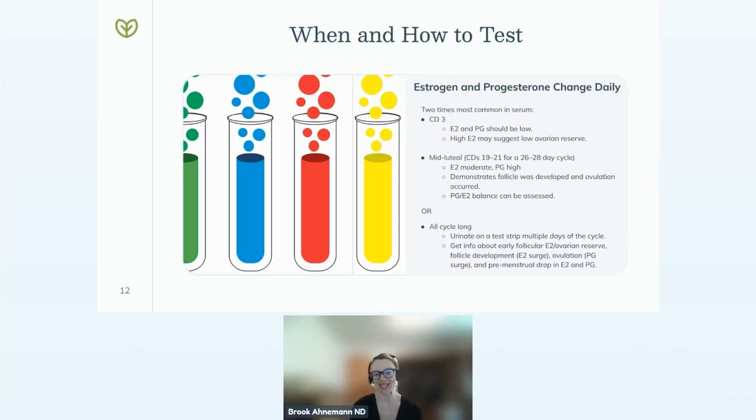Alternatively, with the Dutch cycle map, you get that hormone information throughout the cycle, and it takes the guesswork out of when you're going to target those kinds of times. So we get information from the entire cycle, plus it's easy to collect at home and you get a little bit more information.